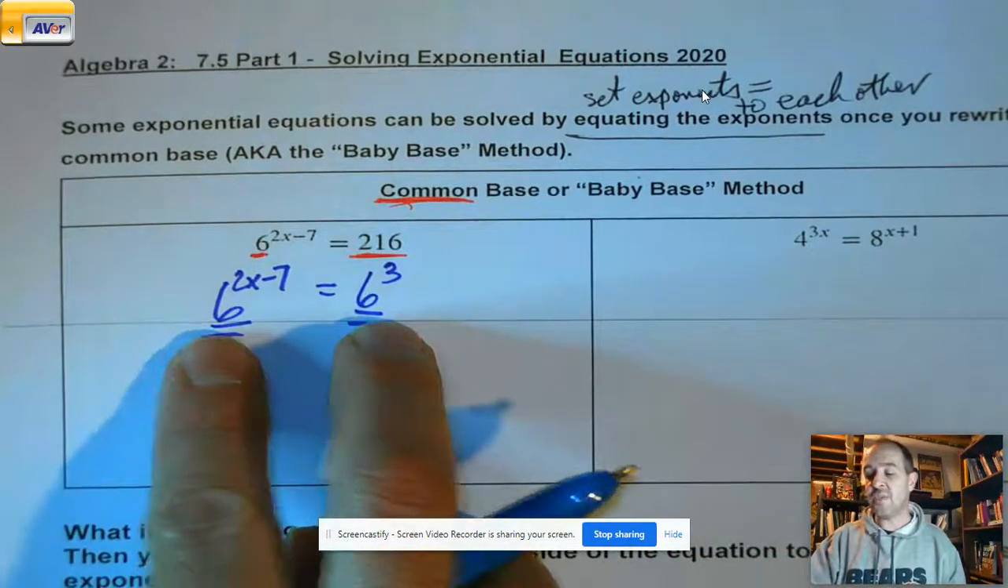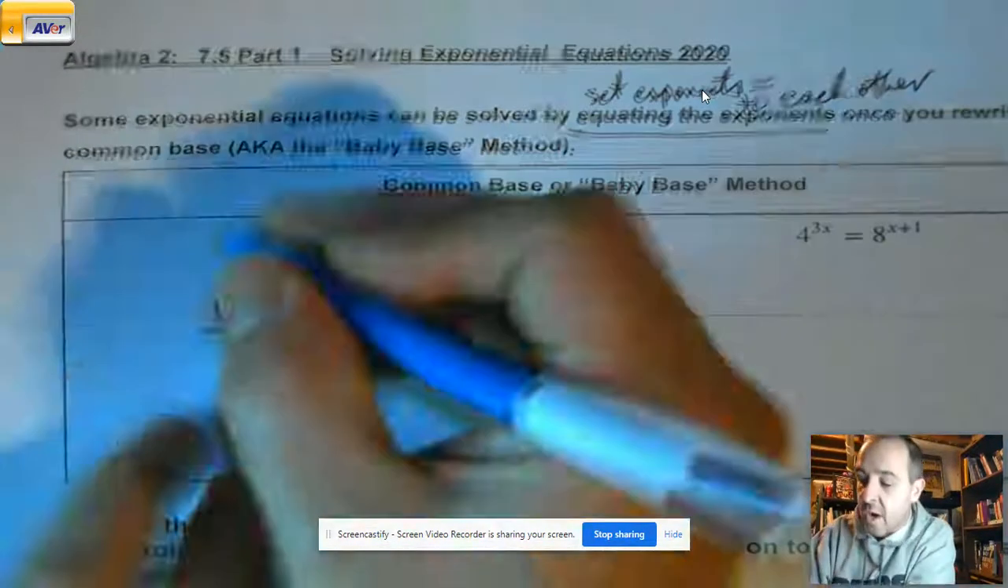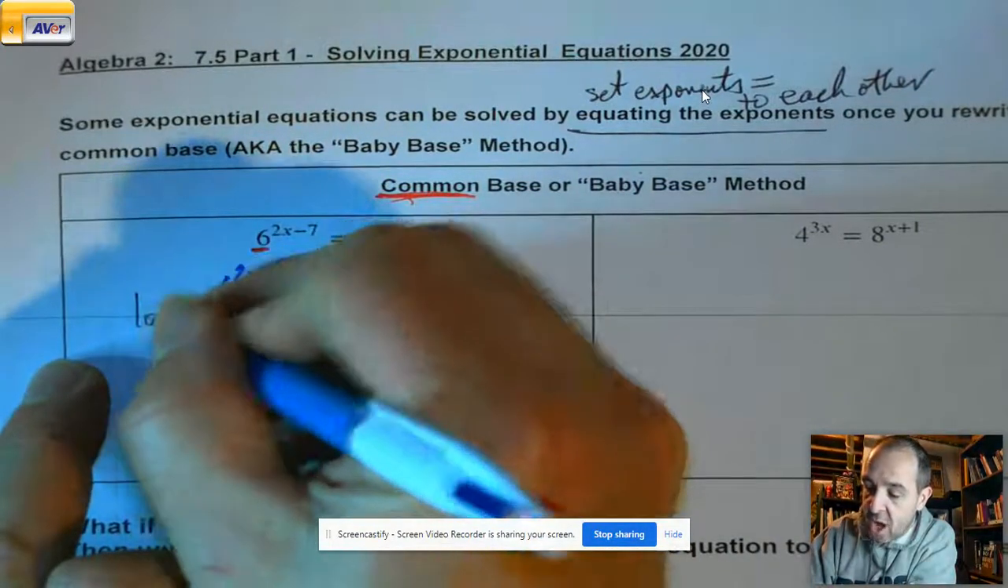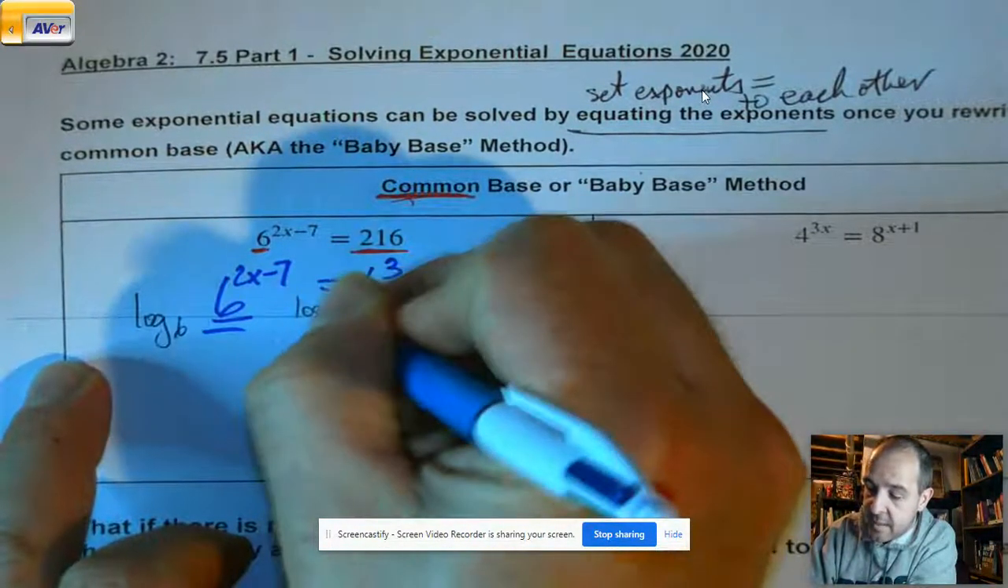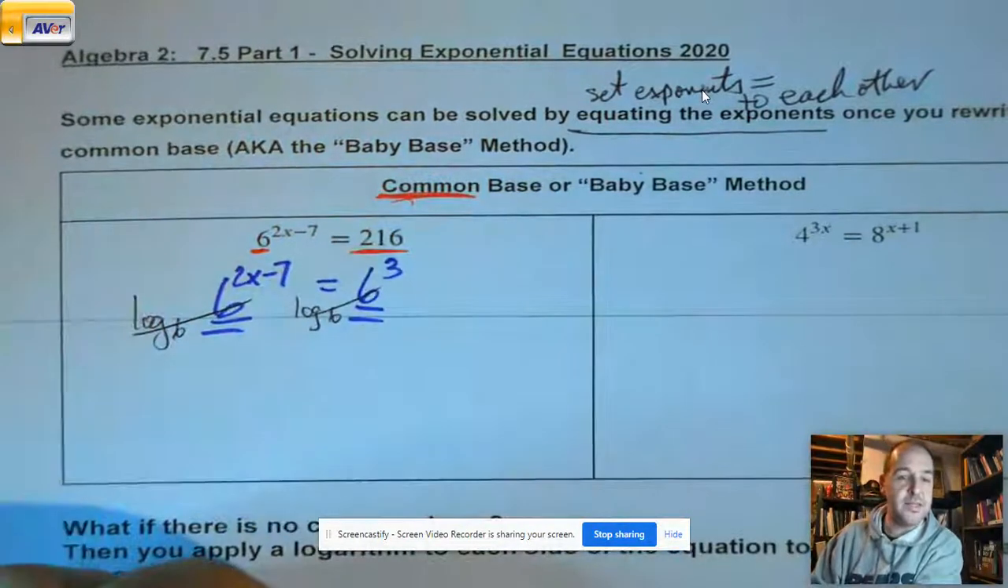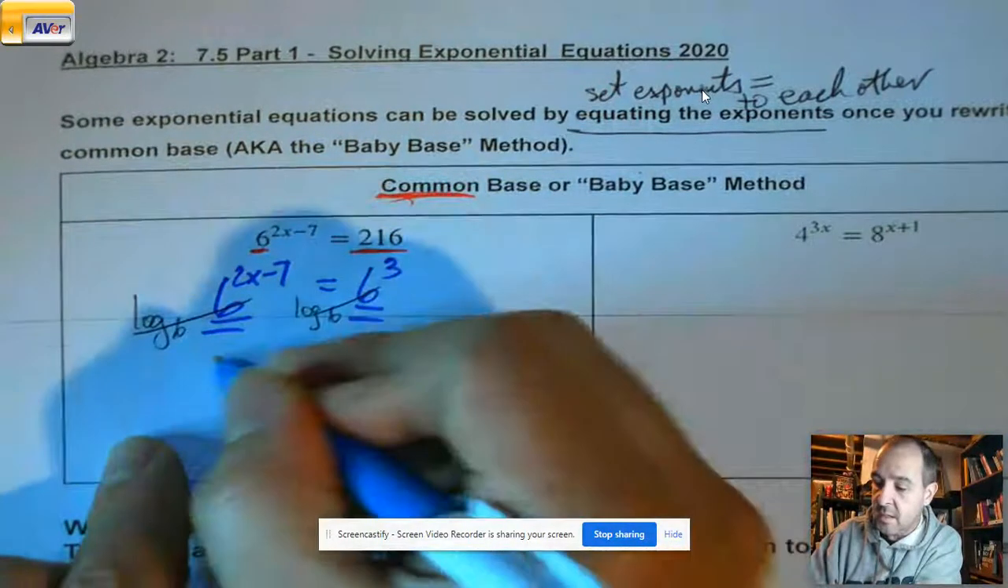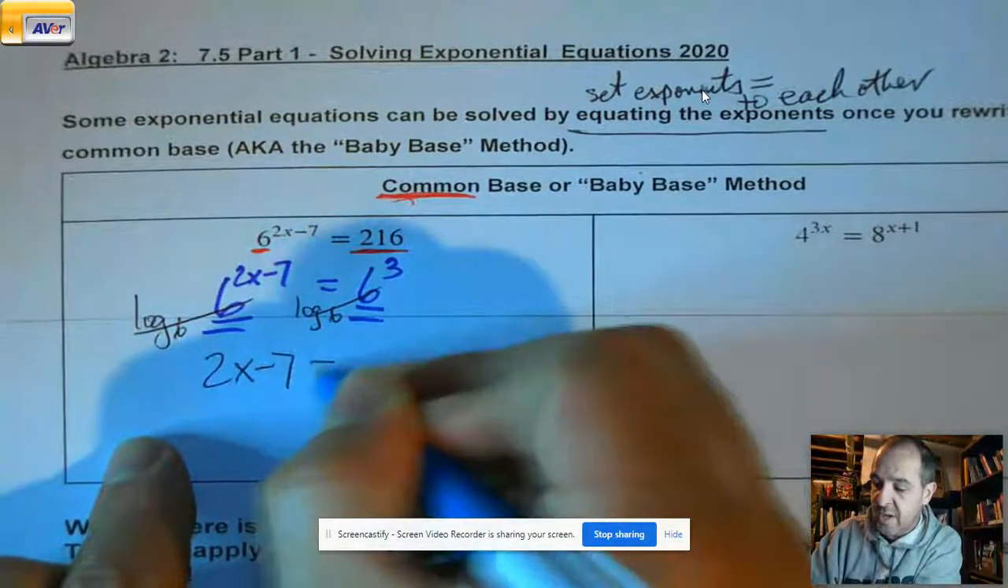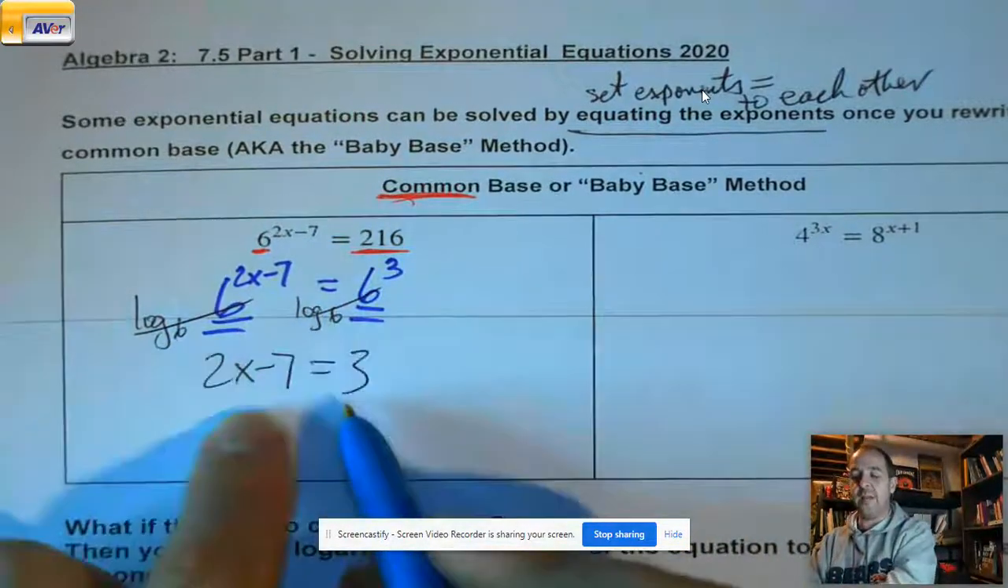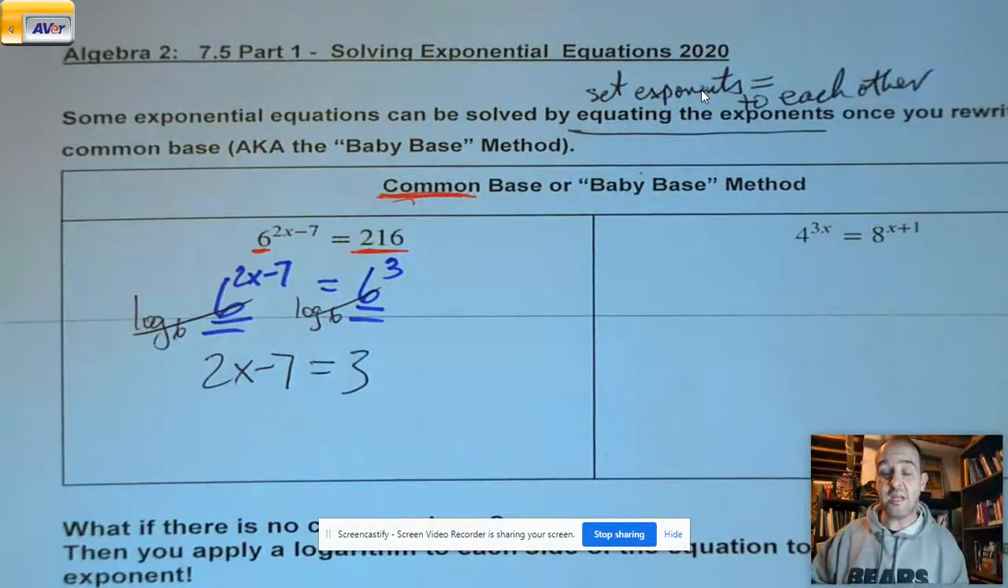Once my bases are the same, because of logarithms, if I want to get rid of these 6s so I can set the exponents equal to each other, I would just take the log of that base as an inverse. You're like, Hardy, do I really have to show that step? If you know what that means, that's fine. I don't care.